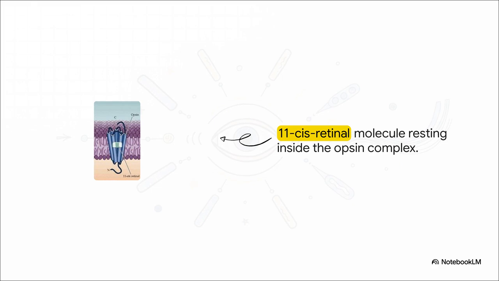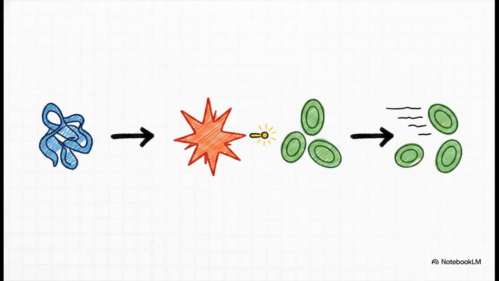Step 1 happens deep in the outer segment disc membrane. Embedded right in this membrane is a protein complex called rhodopsin. Inside rhodopsin rests a very special pigment molecule called 11-cis-retinol. When a photon of light comes crashing in, it strikes this specific molecule. The energy from that light instantly forces the 11-cis-retinol to physically change its shape, isomerizing into what is known as all-trans-retinol. And boom, that tiny shapeshift sets off an explosive chain reaction.